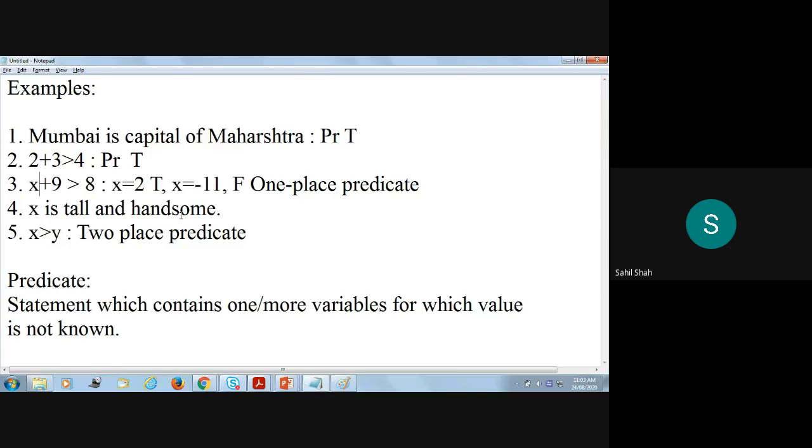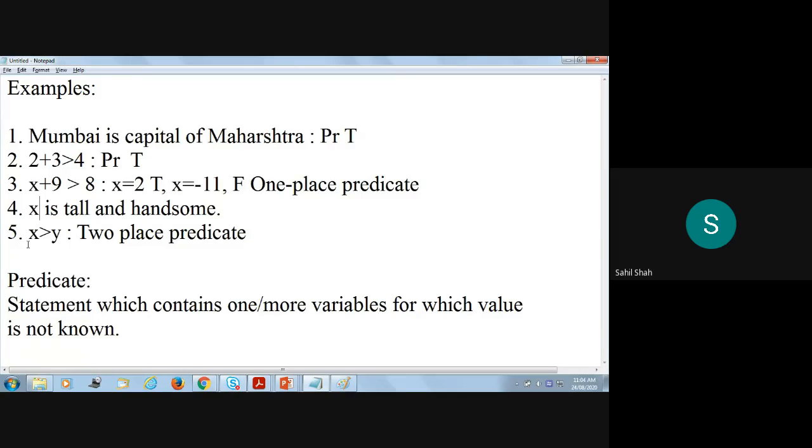X is tall and handsome. Unless and until I put some value of a person or individual for X, I cannot determine whether he or she is tall and handsome. I cannot, because X could be a chalk, X can be a laptop. How can a laptop be tall and handsome? So we need to know the set of values beforehand, and we will put some value out of that set in place of X, and we will be able to determine the truth value.